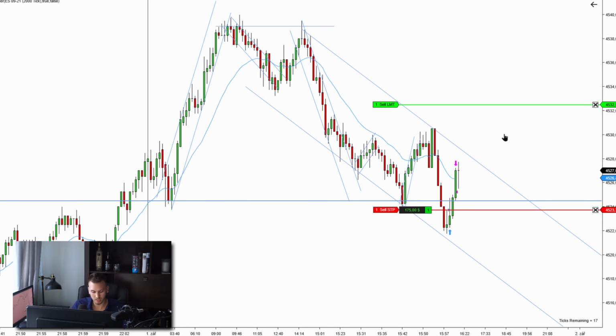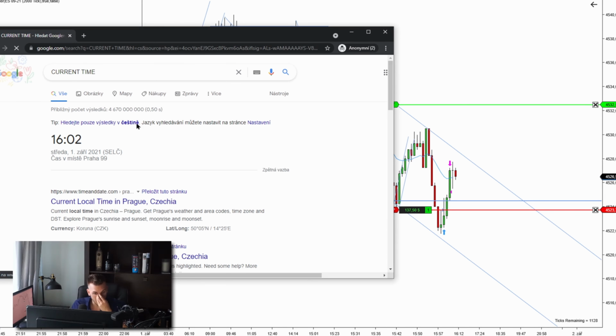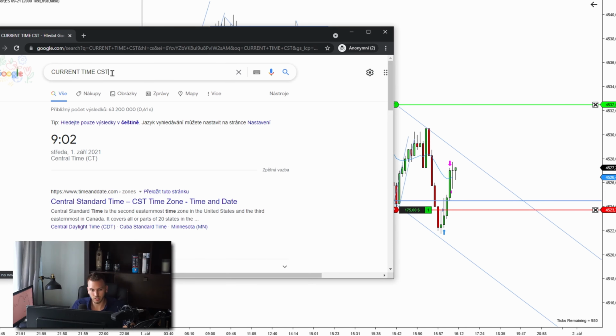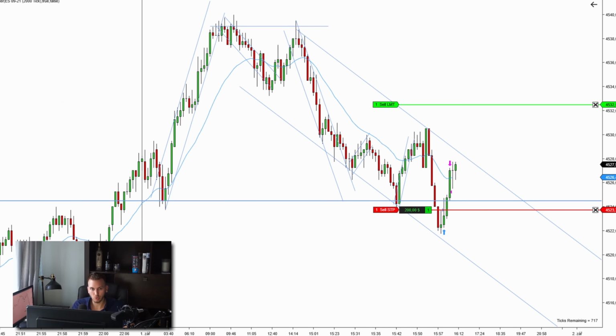Okay, so this is what it is. And the current time is 16:02 in Europe, which would be, let's say, CST Central 9:02, EST would be 10:02. And I would like to always show you guys, some of you guys who keep joining as new traders, 16:02 on my chart, so you guys can see the time shift.